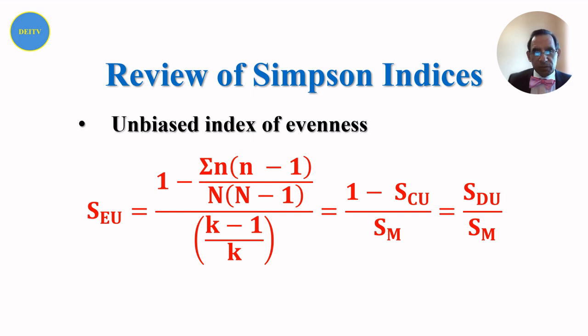A simpler way of representing the formula is 1 minus the unbiased Simpson concentration or similarity score divided by the maximum score. And again, that gives us the unbiased Simpson evenness or standardized score.